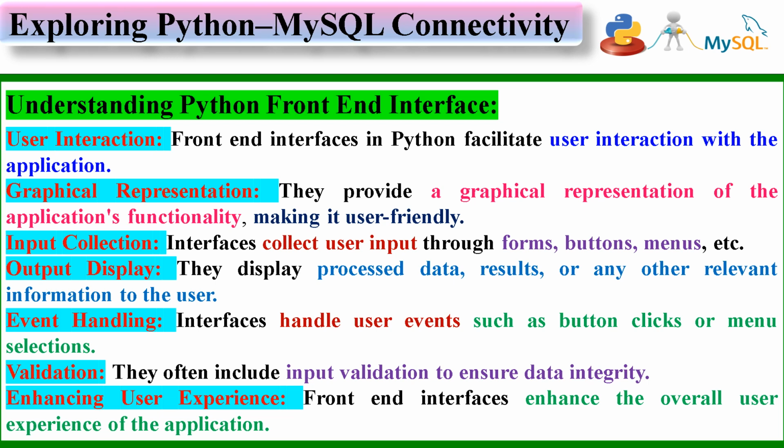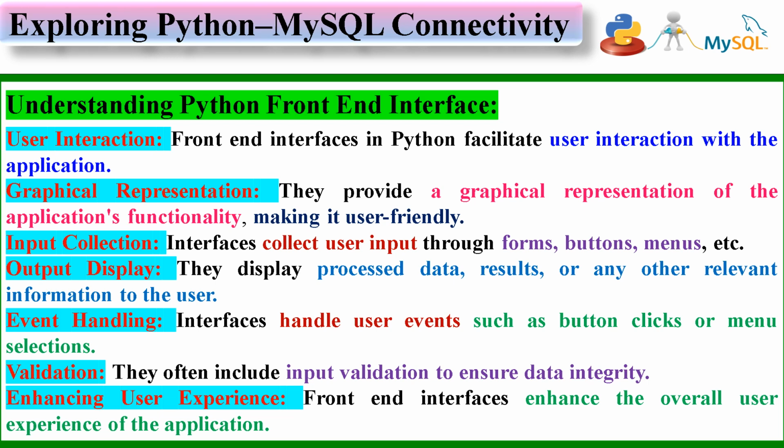First, you should understand about the Python front-end interface. Let's see the usage of the front-end. User interaction. Front-end interfaces in Python facilitate user interaction with the application. Graphical representation. They provide a graphical representation of the application's functionality, making it user-friendly. Input collection. Interfaces collect user input through forms, buttons, menus, etc. Output display. They display process data, results, or any other relevant information to the user.